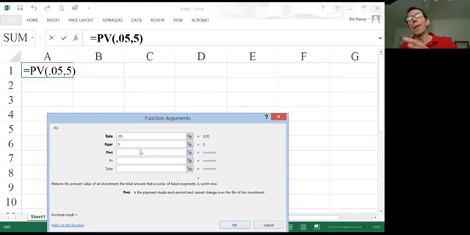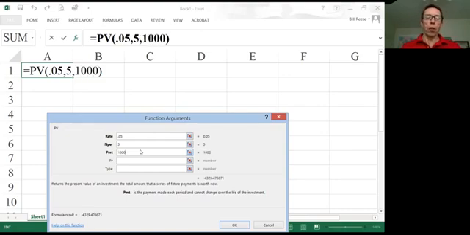If I put it in as a positive, my answer would be a negative. If I put it in as a negative, my answer will be a positive. I'll put it in as a positive, 1,000. So there's $1,000 under the payment. What this means to Excel is that $1,000 is going to be the cash flow in each of these 5 periods here. So whatever number you put as the number of periods, that's how many times you're going to be receiving the $1,000 if it's a positive number, or paying out if it's a negative number.